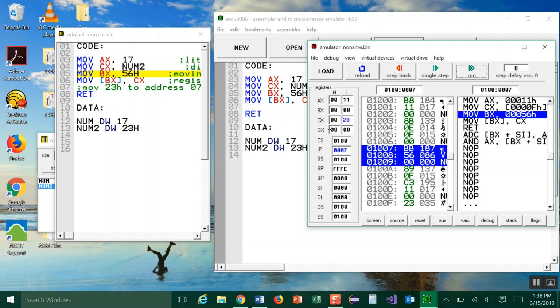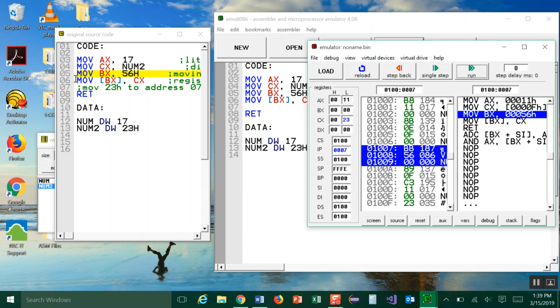And then, okay, so let's explain this. The first instruction, move 17 to AX, is a literal. We call that literal or immediate, because the literal value is embedded in the instruction. If you remember, it comes with the instruction. That means it is in the instruction register, IR. So that's why we call it literal or immediate.